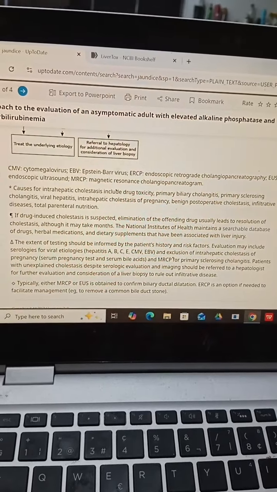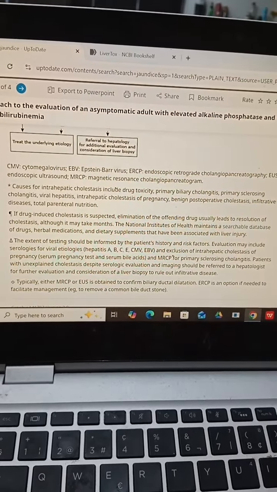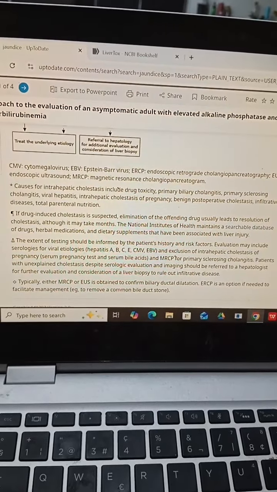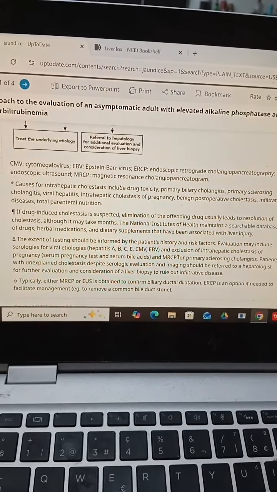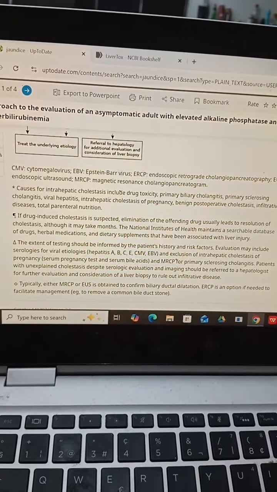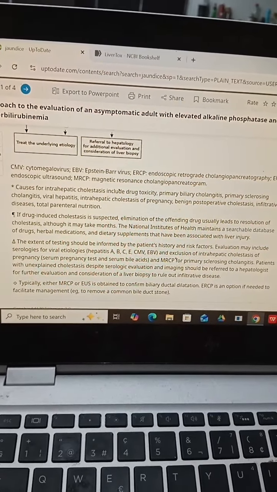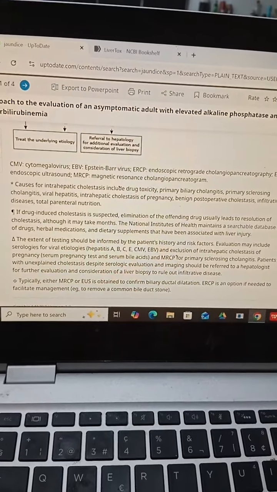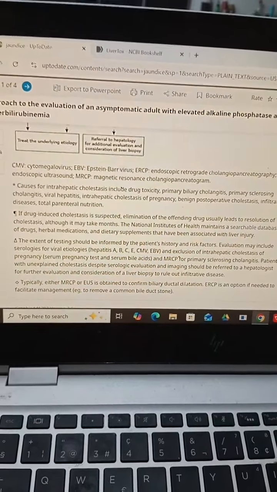Now, the patients with unexplained cholestasis, like despite doing all of these tests, then you simply have to refer the patient to hepatology for consideration of liver biopsy to rule out infiltrative diseases, right? And ERCP is an option if needed to facilitate management, to remove a CBD stone as well, like it is therapeutic as well. So that's all.